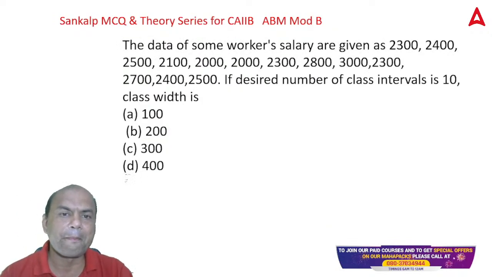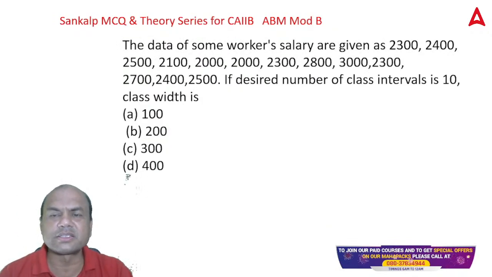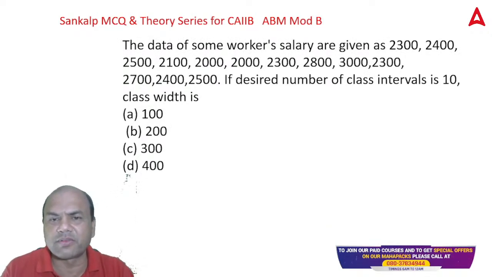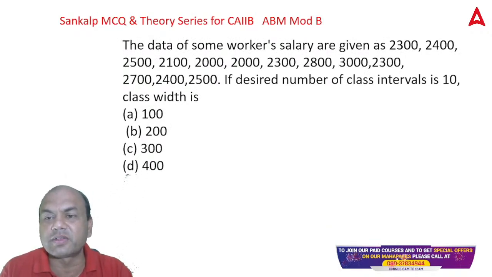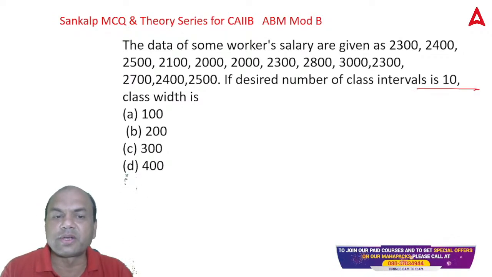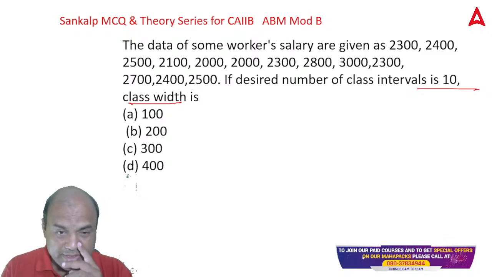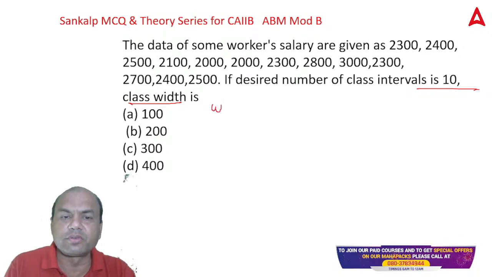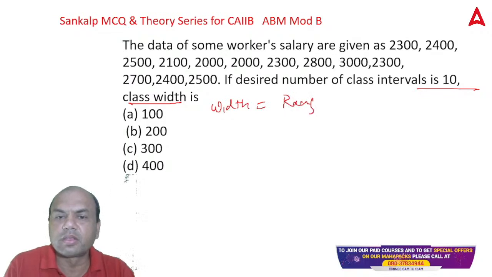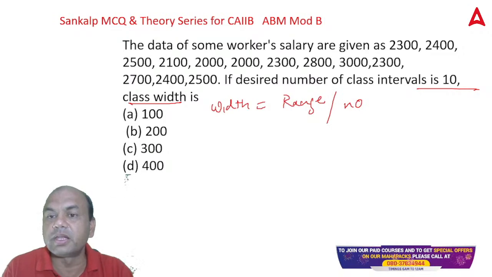The data of some workers is given, 2300, all these numbers are given. If the desired number of class intervals is 10, what is the class width? Now this you might have done earlier. See here, it's very simple. Firstly, let me see how many of you are answering this. Suppose it is like this: width equals range divided by number. Number means how many class intervals are required.